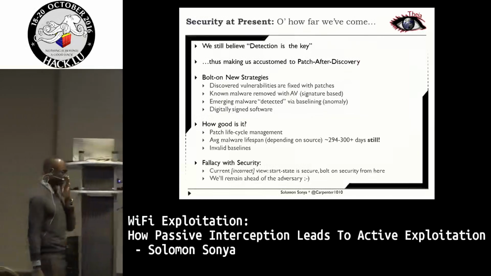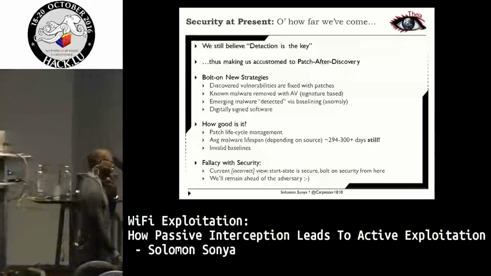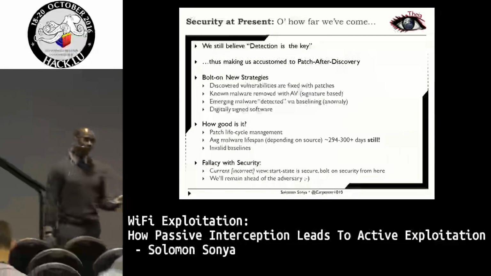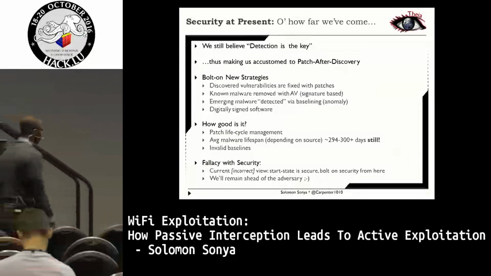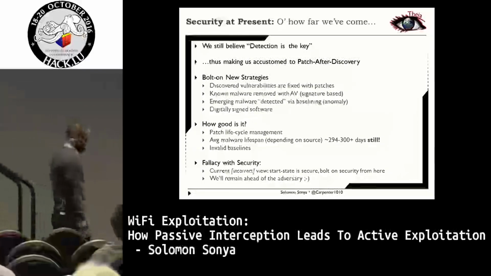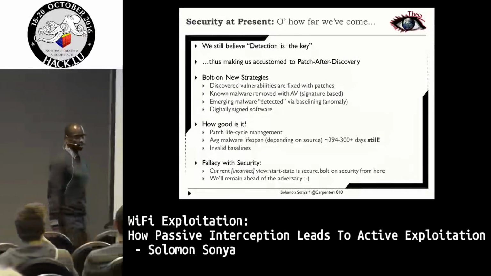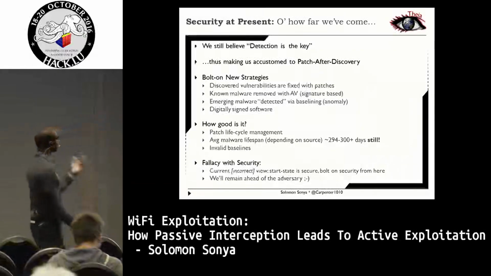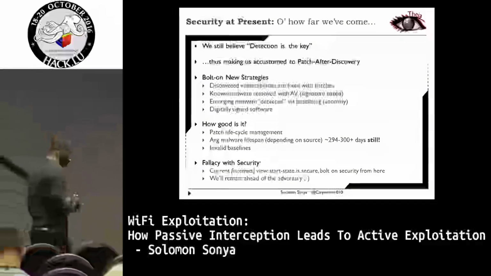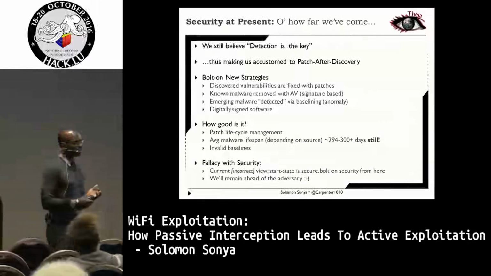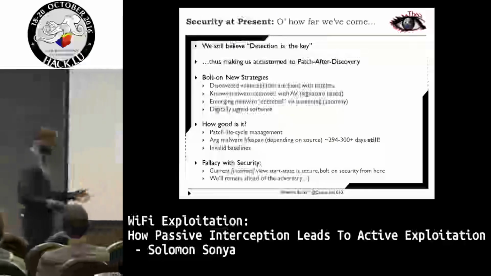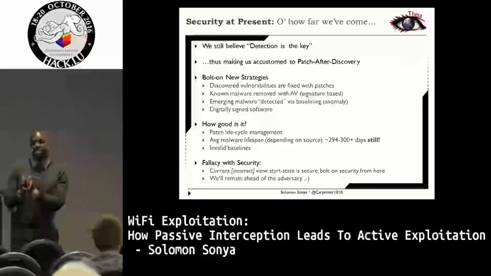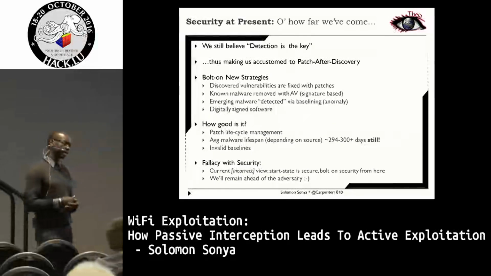Now, security at present. I like to consider how far have we come and how much do we still have to go in terms of securing our computer systems for tomorrow. Now, one thing that is usually common with a lot of our security architectures and our security implementation is that we still believe detection is the key. And with detection, this makes all of us accustomed to patch after discovery. Meaning, as soon as we find a vulnerability, let's go ahead and patch it at this point. As soon as a vulnerability is known in the wild and it could have a significant impact, then we'll go ahead and release a patch against it.